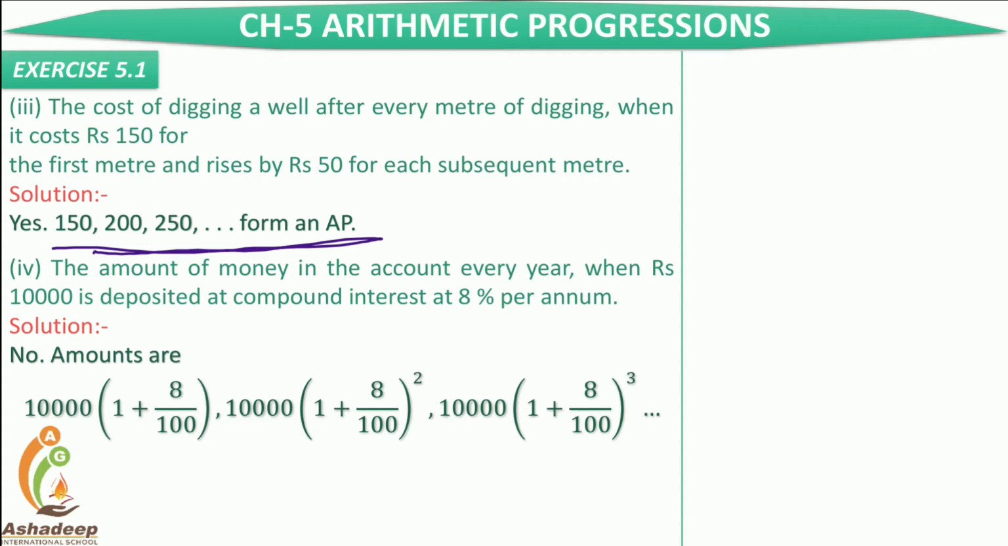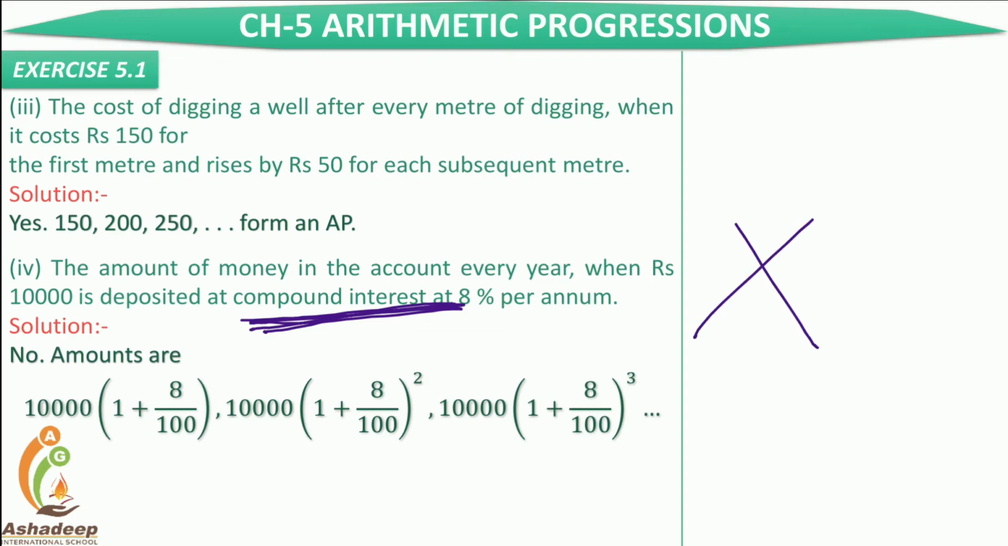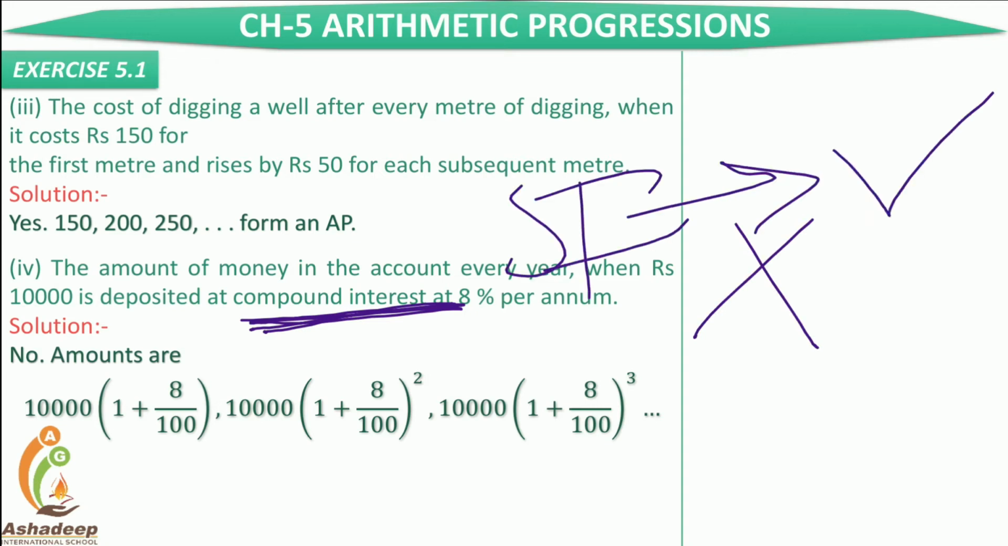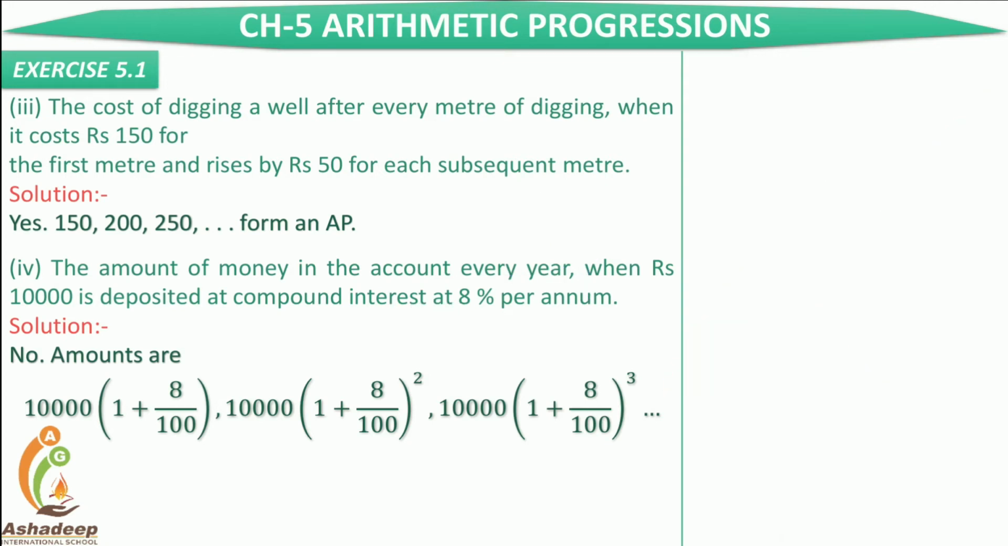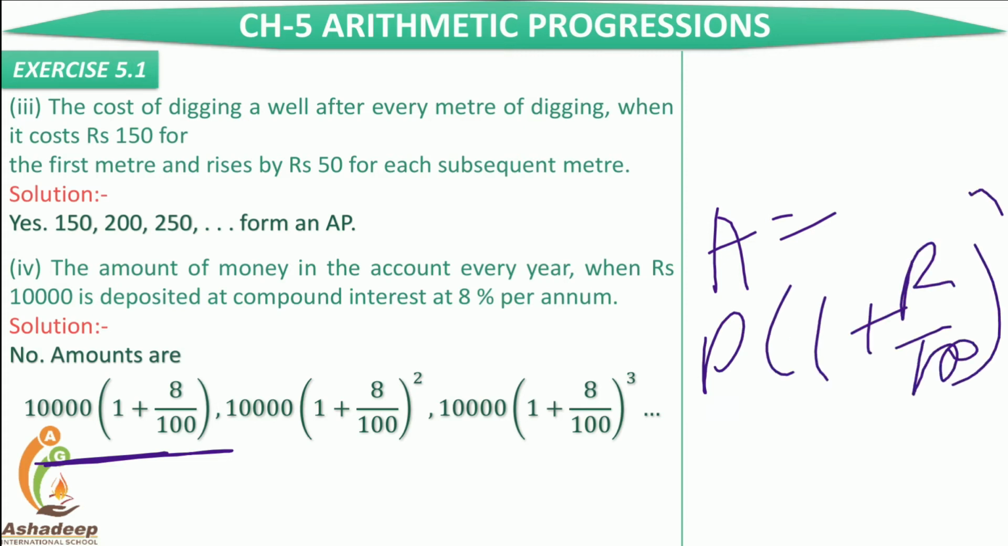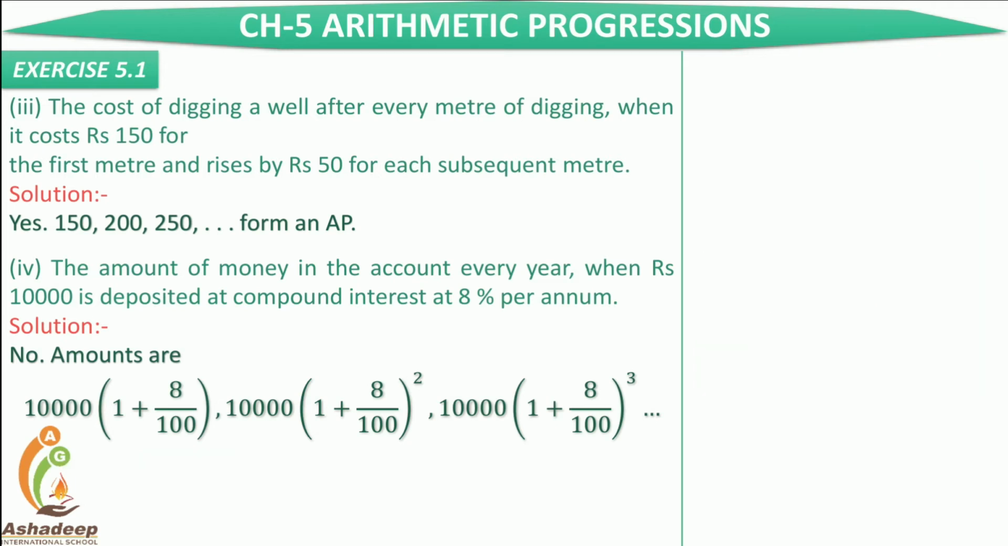In the same manner, consider the amount of money every year when 1000 is deposited at compound interest. Without going very deep, whenever it is compound interest, you can say it is never an AP. If it is simple interest, then it is an AP. If it is simple, say yes. If it is compound, say no. By putting the formula, the amount is equal to P times (1 plus R upon 100) to the power n. Whenever you find the power more than 1, we can definitely say it does not form an AP.